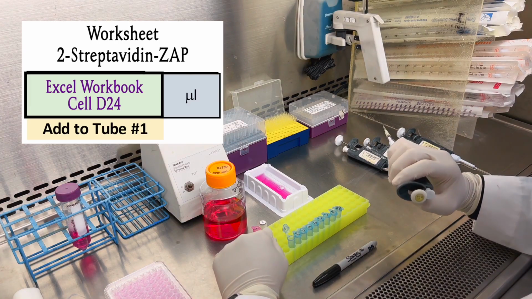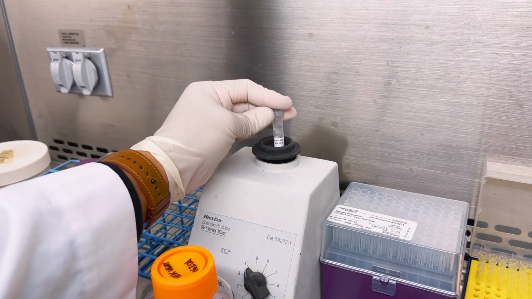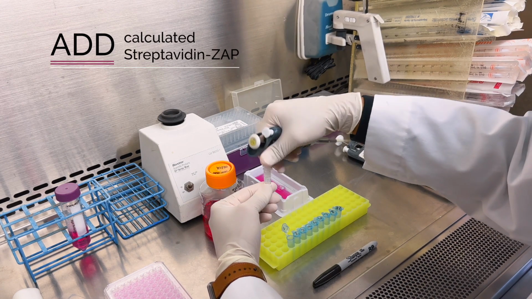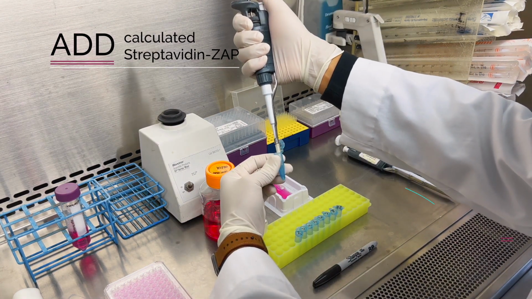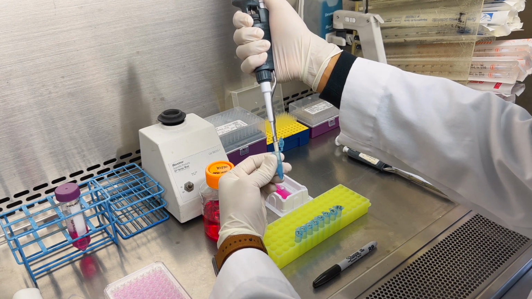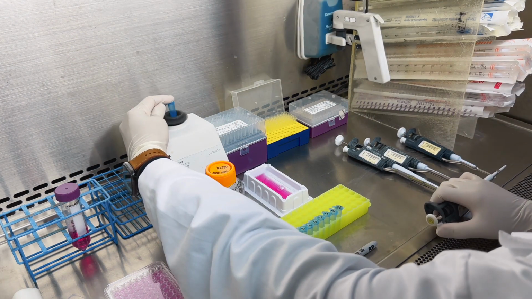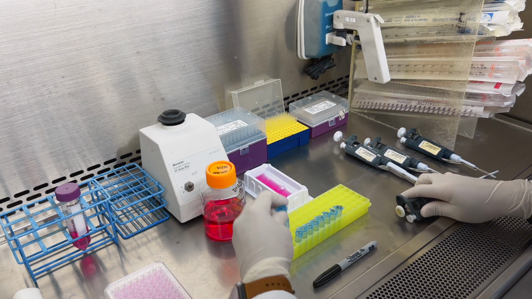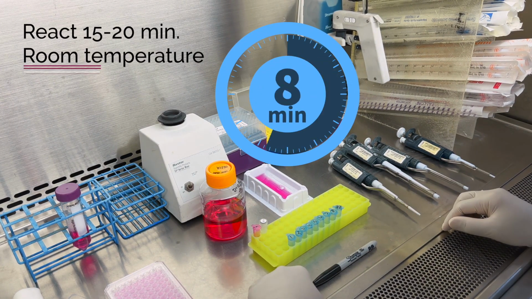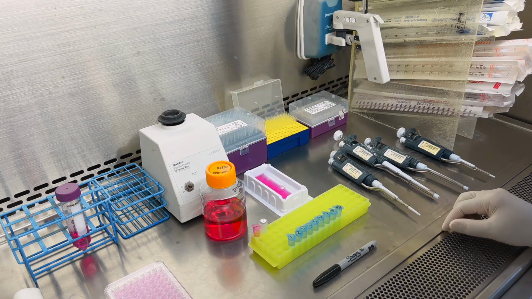Now we need to take the calculated amount of streptavidin-ZAP. Briefly vortex. Add it to tube number 1 and pipette up and down a few times to mix. Vortex briefly. We want the solution to react for 15 to 20 minutes at room temperature.